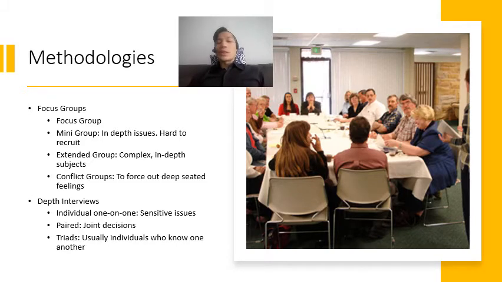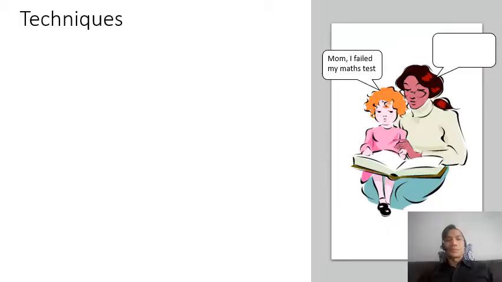What about joint decisions? Maybe husband and wife, to see the differences in the way that they give their answers. And we can also look at triads, usually individuals who know one or two of the others, explaining in a very, very small group what they feel towards a certain brand or a certain product.